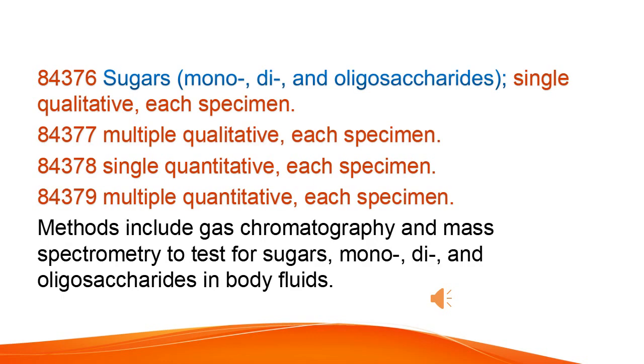Sugars, mono, di, and oligosaccharides, single qualitative, each specimen. Multiple qualitative, each specimen. Single quantitative, each specimen. Multiple quantitative, each specimen. Methods include gas chromatography and mass spectrometry to test for sugars, mono, di, and oligosaccharides in body fluids.